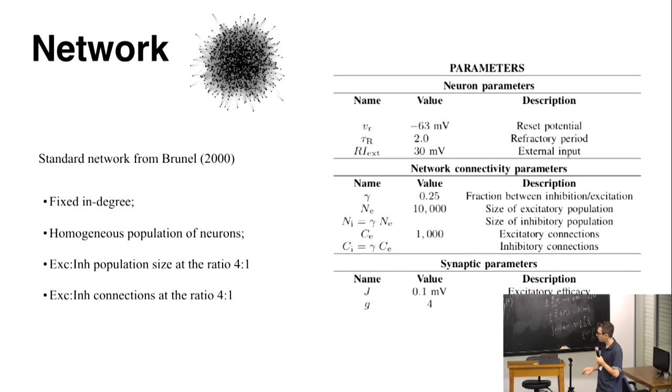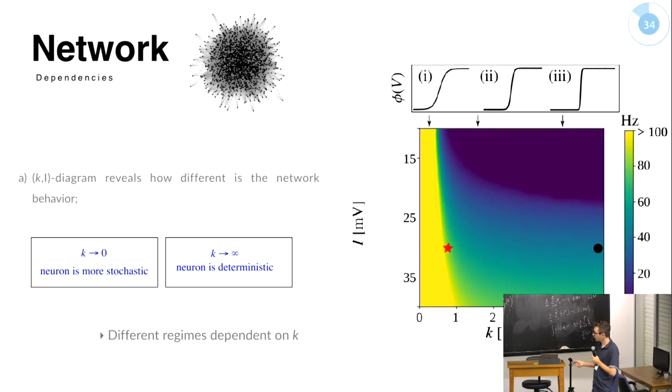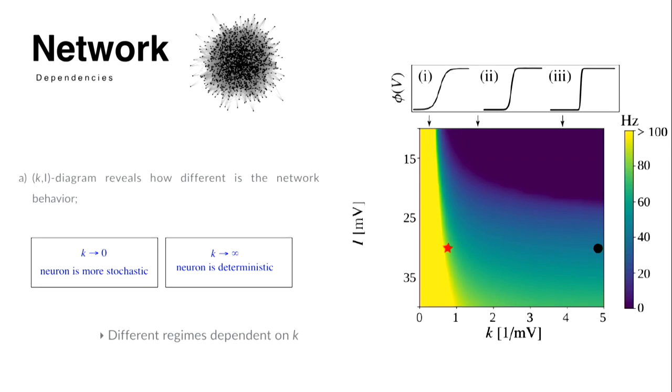And here we have some parameters, but okay, this is a diagram of how the activity changes. In this case, I'm measuring the average firing rate of the network, and this star here is the fitted value from the experiments. As you move k to a high limit, you see that the phi function, the soft threshold, becomes a hard threshold. So we are actually going towards the deterministic side. And there we can see how this changes on the network level.